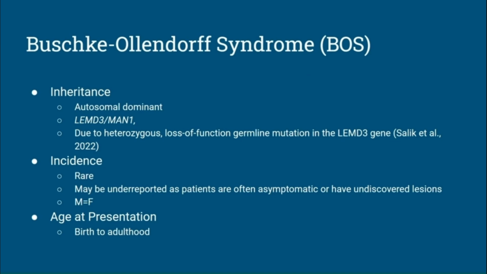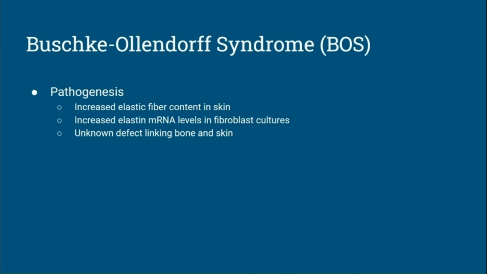The inheritance of Buschke-Ollendorff syndrome is autosomal dominant. The mutation is most likely thought to be in the LEMD3 gene. This can be heterozygous and a loss of function germline mutation. Incidence here is rare, might be underreported because it can be asymptomatic to a degree, or the lesions can be undiscovered. Pathogenesis here is usually an increased elastic fiber content, increased elastin mRNA levels in fibroblasts, but there's an unknown defect linking the bone and skin.